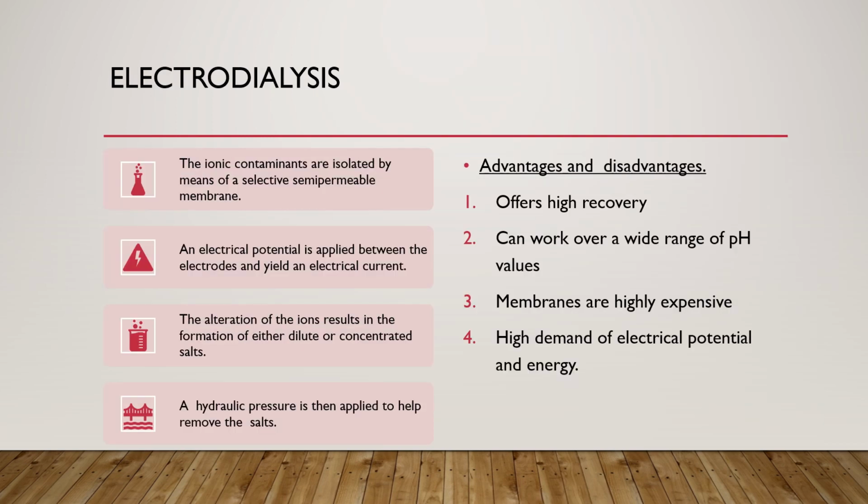The third method we'll look into is electrodialysis. Now, this method, just like reverse osmosis, relies heavily upon membranes, mainly selectively permeable membranes. Now we see that the ionic contaminants are isolated by that very membrane. And once they are isolated, we see that an electrical potential is applied between the electrodes, and then we get an electrical current afterwards.